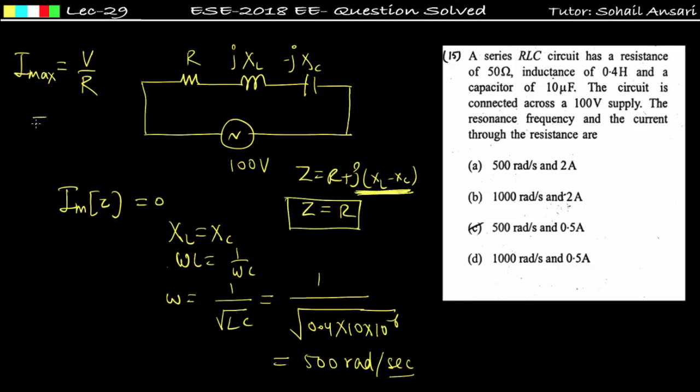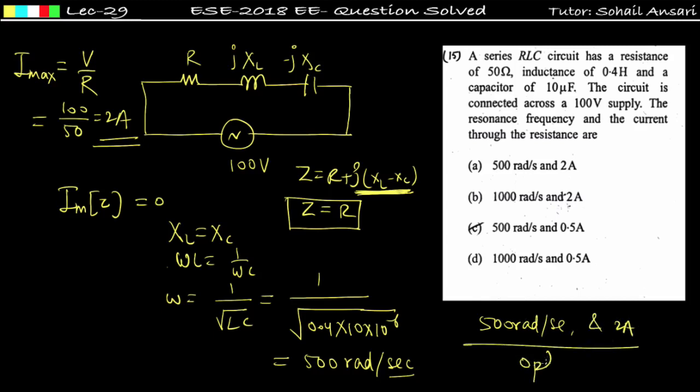So I max at resonance will be equal to V upon R, that is equal to 100 upon 50, so 2 ampere. So finally I am getting resonance frequency equal to 500 radian per second and current is 2 ampere at resonance. So option A is correct. These all concepts I have discussed in series resonance as well as in AC circuit. So go through that lecture.